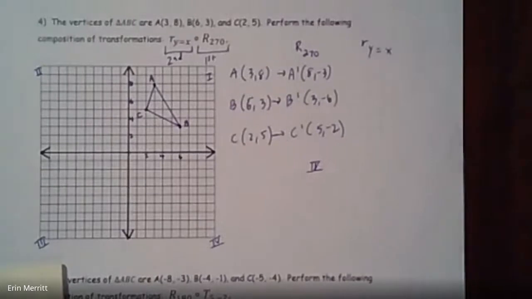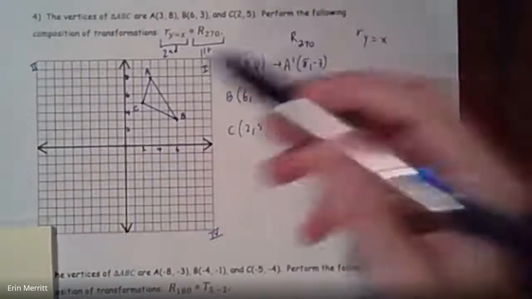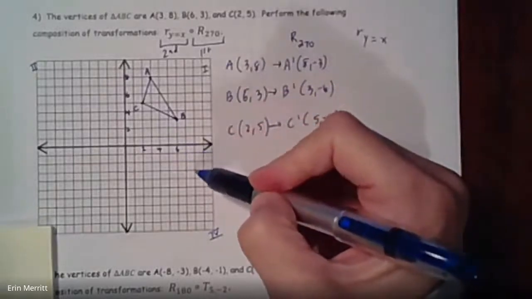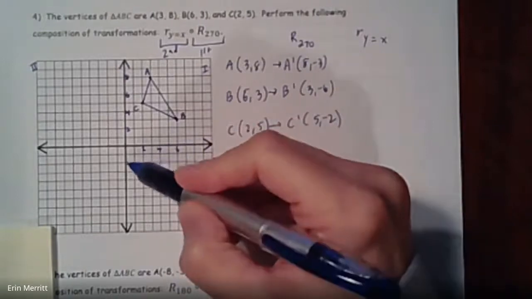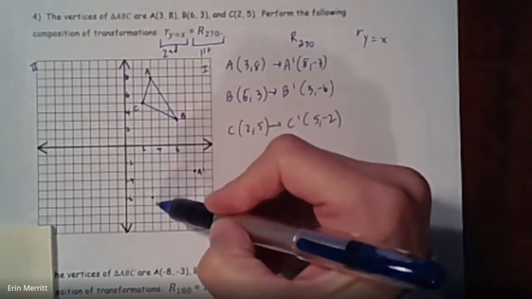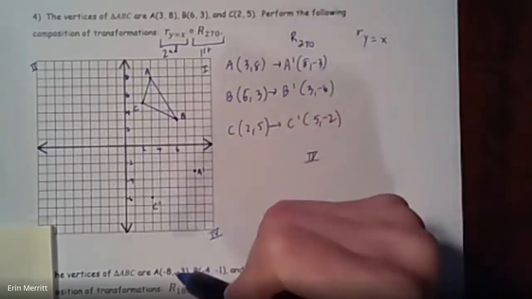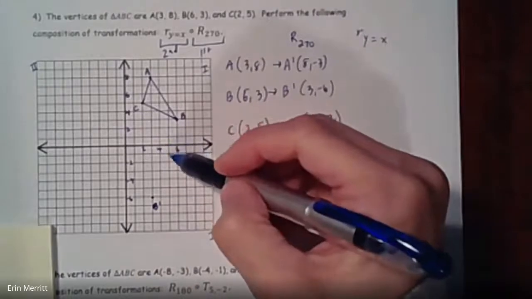All right? So I'm going to plot each of these just so you can kind of see how it moves. So this goes 8, negative 1, 2, 3. So here's my A prime. 3, negative, oops, I should label some of these. So 3, negative 6, there's my B prime. C prime is 5, negative 2.